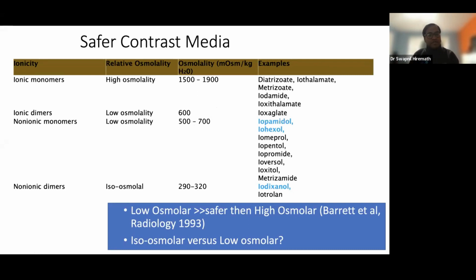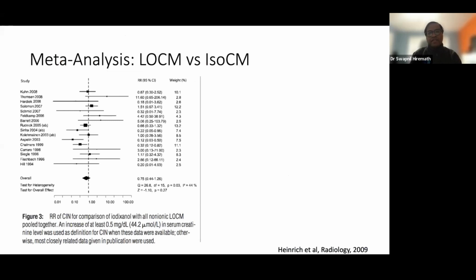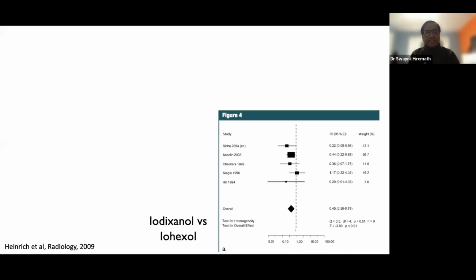So we do know that low osmolar is safer than high osmolar, but what about low versus iso? Does it make a difference? Honestly, I don't think there is much of a difference between ionic and non-ionic, but between isoosmolar and low osmolar, there is some controversy. So, there are many trials and there are many meta-analyses, and this is the key aspect here. So this is one meta-analysis, and if you see there is a lot of heterogeneity. What that tells you in this meta-analysis is that some trials are different than other trials, and you should be careful in interpreting this evidence.